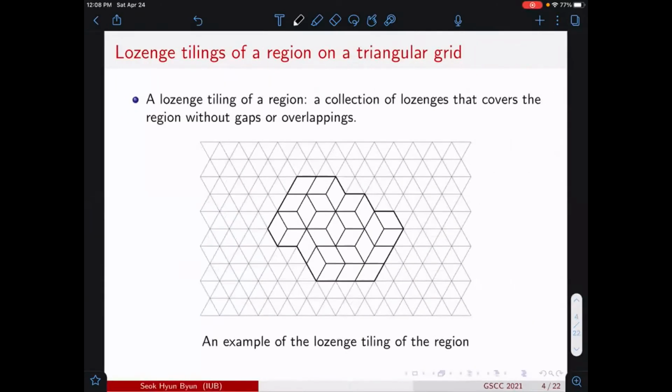Then what is a lozenge tiling? Given a region, a lozenge tiling is just a collection of lozenges that cover the region without any gaps or overlappings. On the slide, I provide an example of a lozenge tiling of the region that we have seen in the previous slide. This region consists of 56 unit triangles, so the lozenge tiling of it should consist of 28 unit lozenges. Now I hope all of you know at least what a lozenge tiling is.